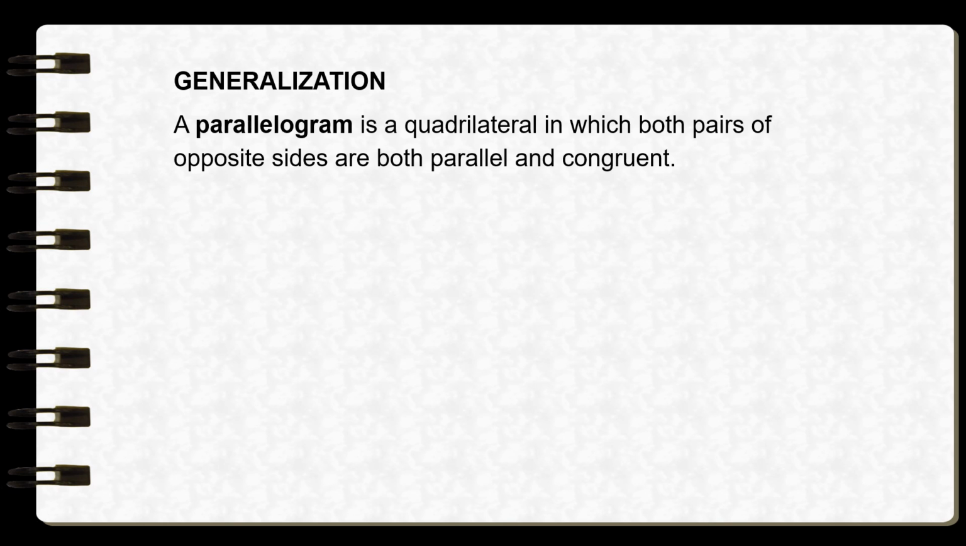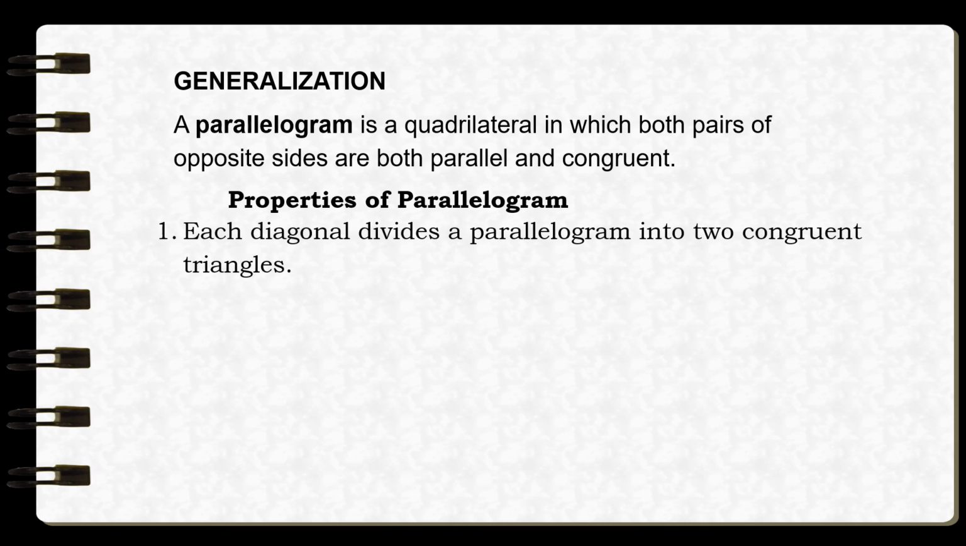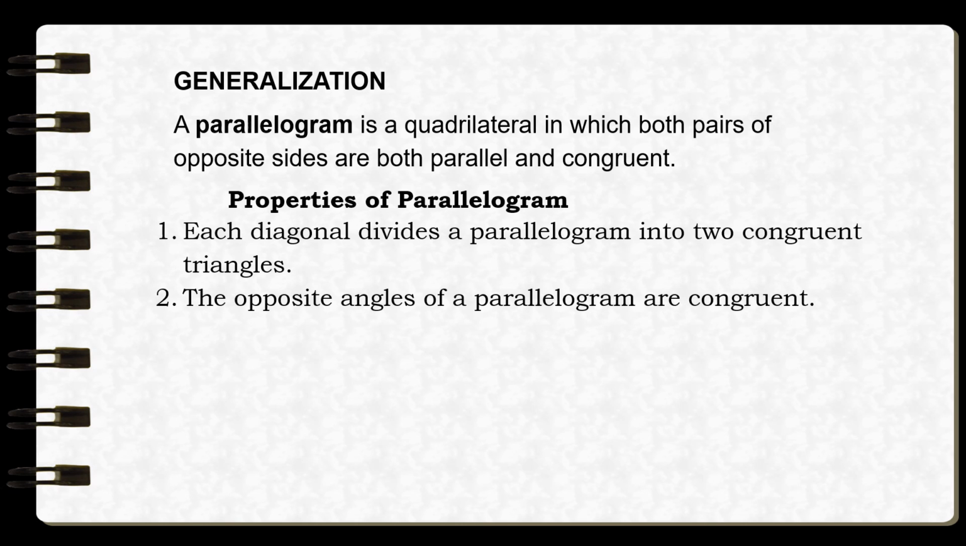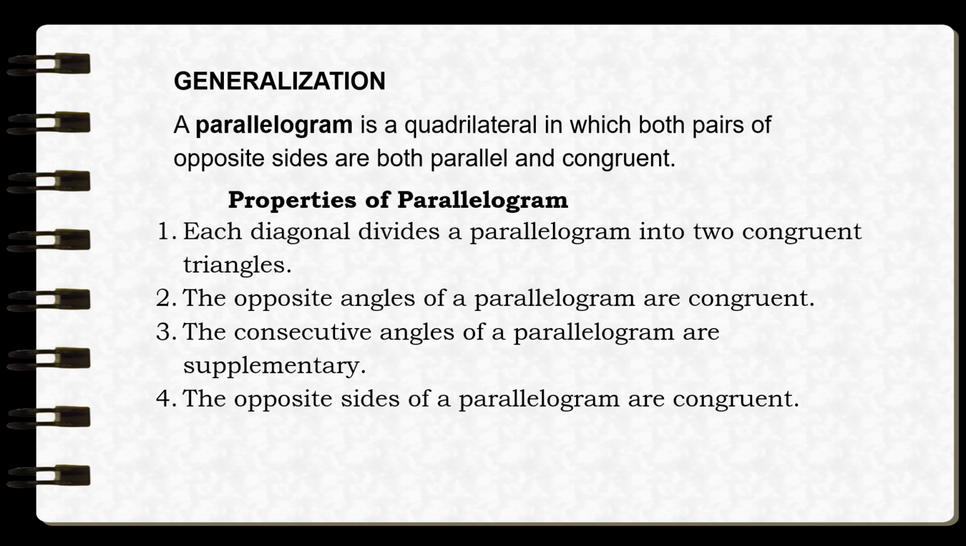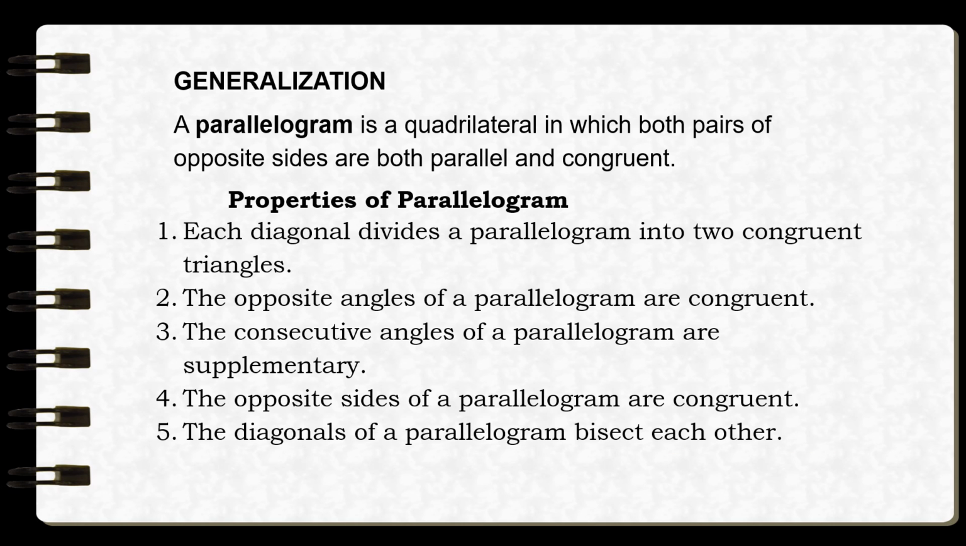Okay, let us sum it up. A parallelogram is a quadrilateral in which both pairs of opposite sides are parallel and congruent. Here are the properties of a parallelogram. Number 1, each diagonal divides a parallelogram into two congruent triangles. The opposite angles of a parallelogram are congruent. The consecutive angles of a parallelogram are supplementary. The opposite sides of a parallelogram are congruent. And the diagonals of a parallelogram bisect each other.